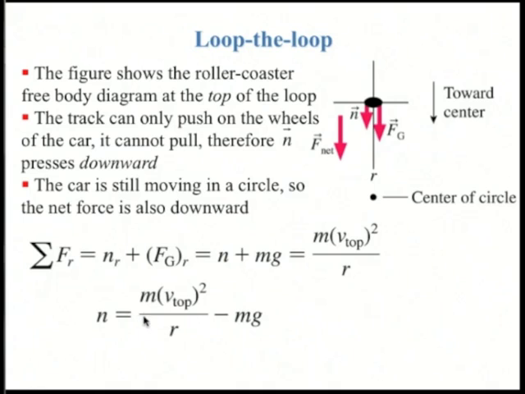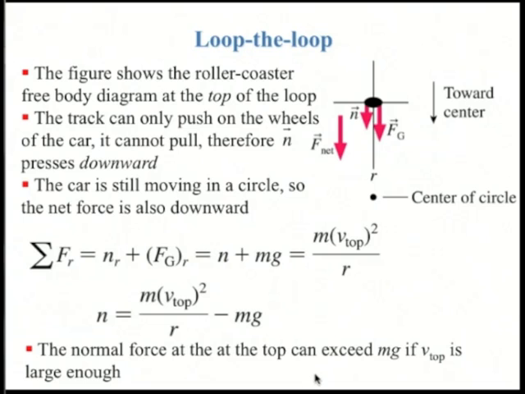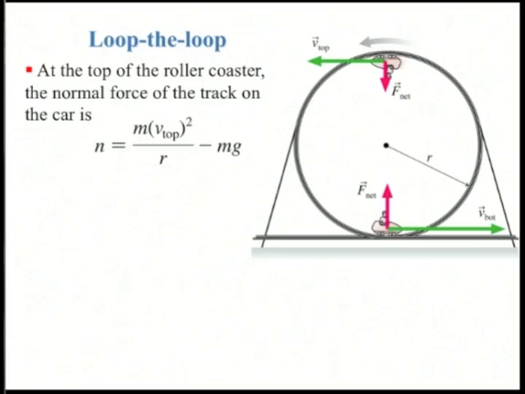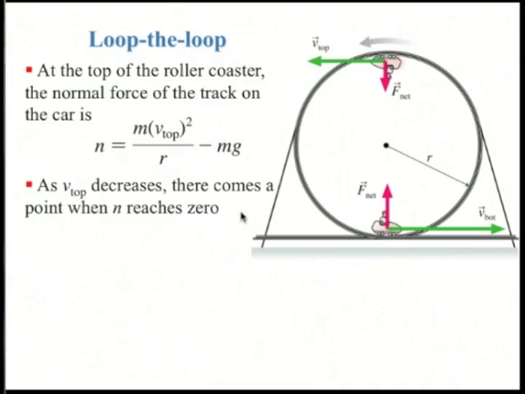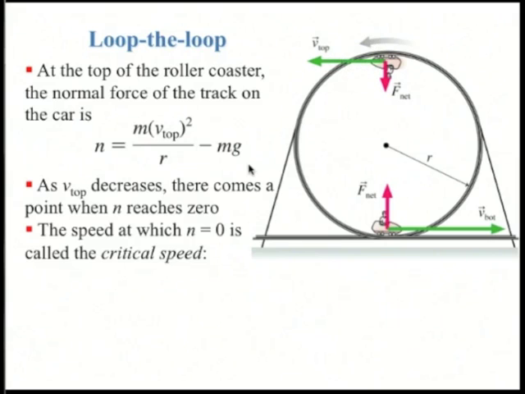Solving for n, we find that the normal force is mv squared over r minus mg. And so if v top is large enough, this can actually be bigger than mg. Okay, so here again is that equation for the top of the loop. Notice that if the speed, v top, decreases, there comes a point where the normal force will go to 0.